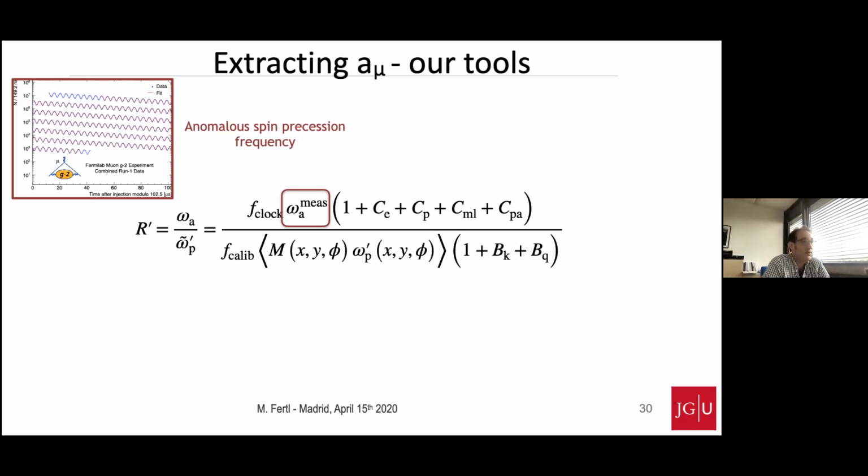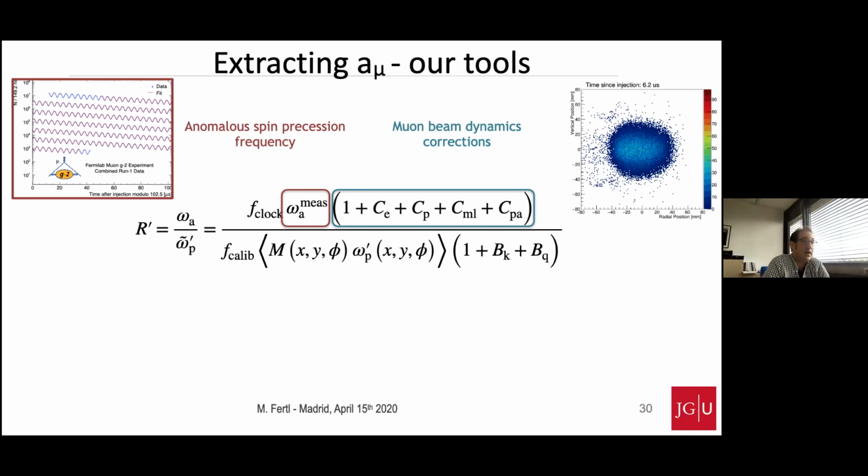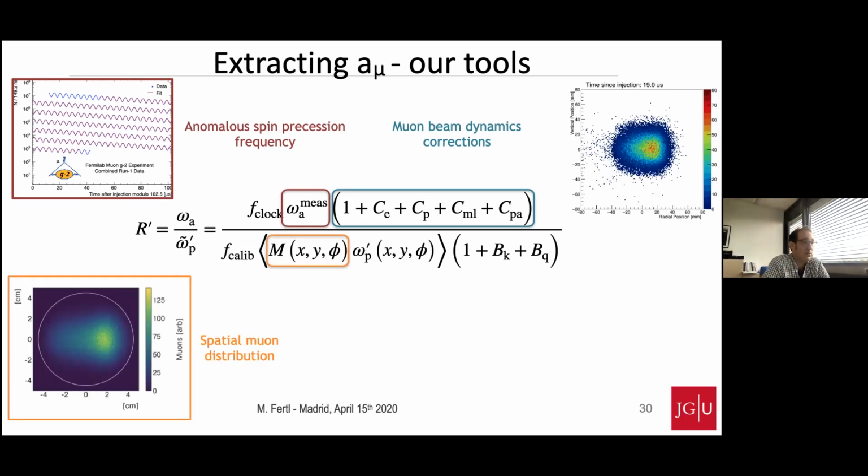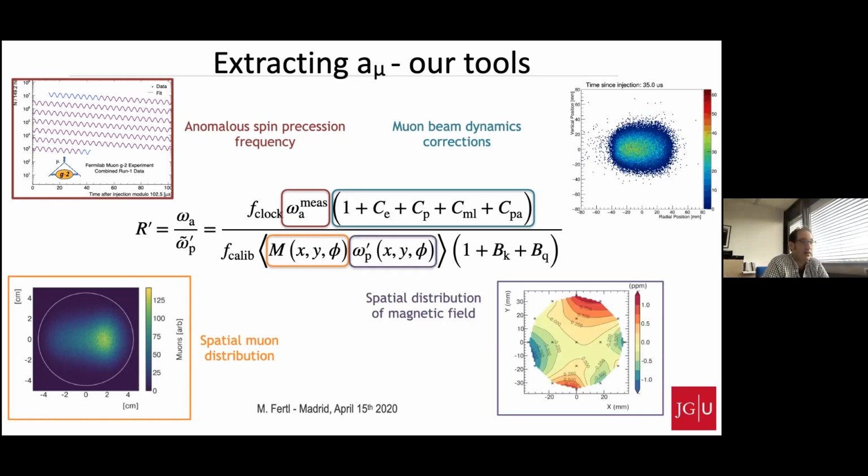The correction terms here, due to the muon beam dynamics, we extract from the tracker information, and I will discuss them individually. We also need to know the spatial muon distribution around the ring to know in the end where the muons actually lived and what magnetic field the muons saw on average. For this, we also need to determine the spatial distribution of the magnetic field across the 9 centimeter diameter storage orbit.